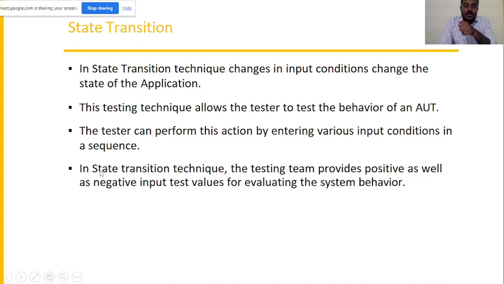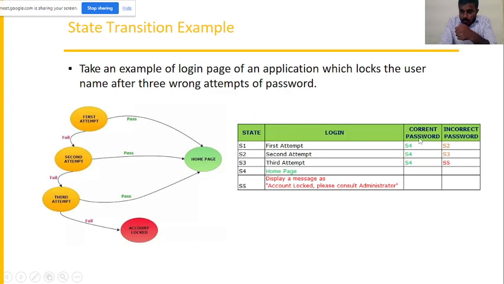You notice it. In state transition technique, the testing team provides positive as well as negative input test values for evaluating the system behavior. Here you see, positive input is the correct password. Incorrect password means negative input. So I hope all three points got conveyed to you. Any doubts? No, sir.